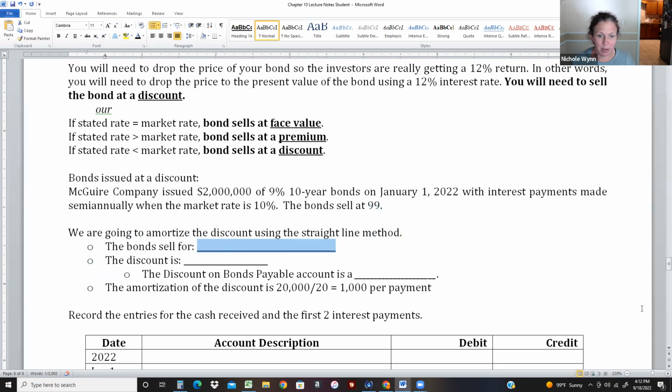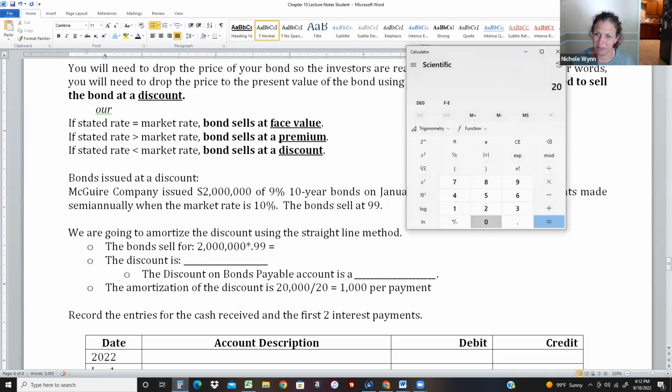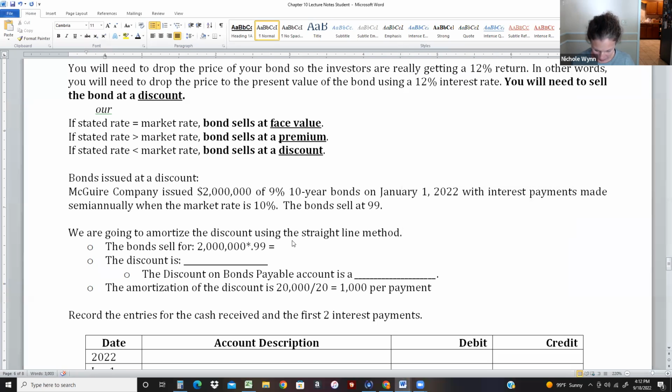So let's go ahead and see what the bond sells for. The $2 million bond will sell at 0.99. So that's 1,980,000. So the amount of the discount is $20,000. So when the investors go to buy the bond, they will only pay $990, like each investor. And so the bond is selling at a discount.